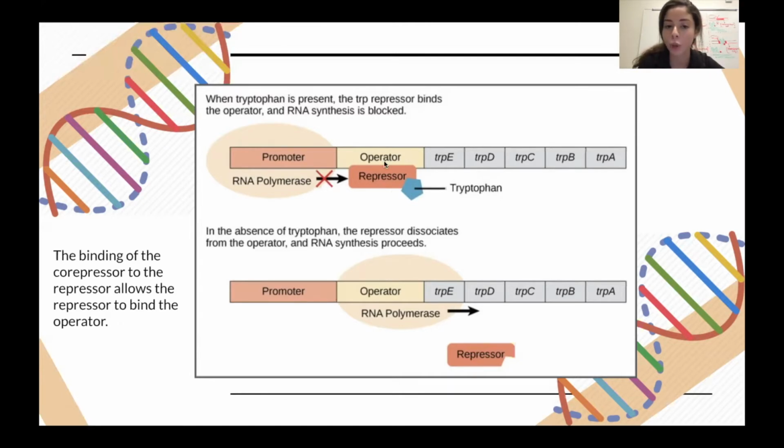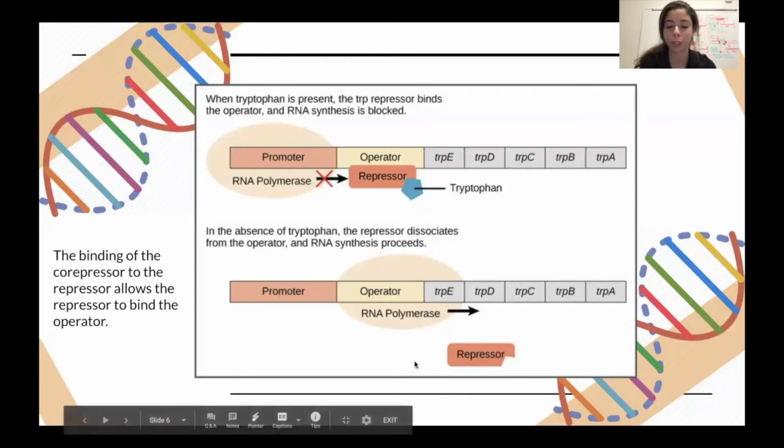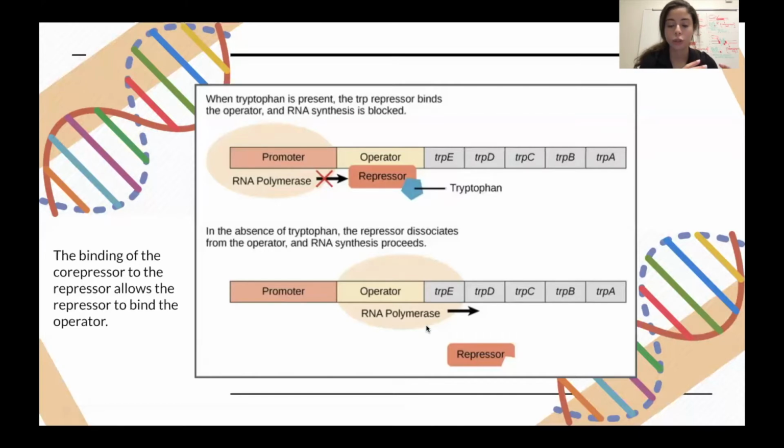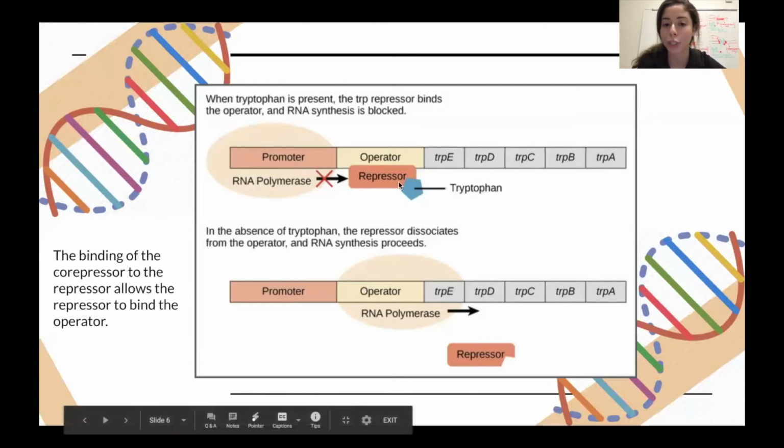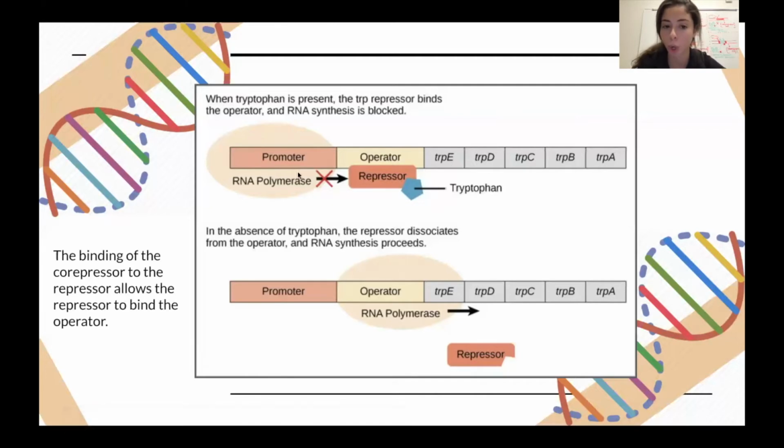And so when it binds to the operator site, it disallows RNA polymerase from going ahead and transcribing. So what do we see again? I'm going to reiterate the description of repressible systems. Transcription is normally on, but can be turned off when a co-repressor binds to a repressor, which in turn binds to the operator site, blocking transcription.